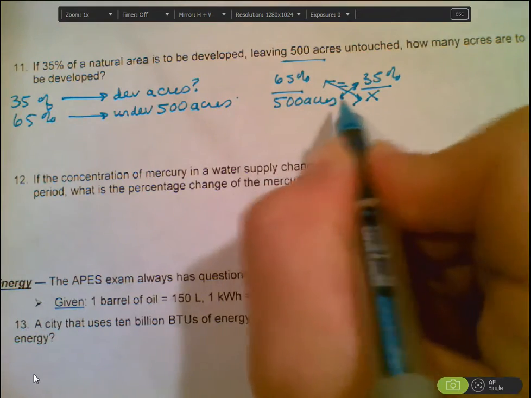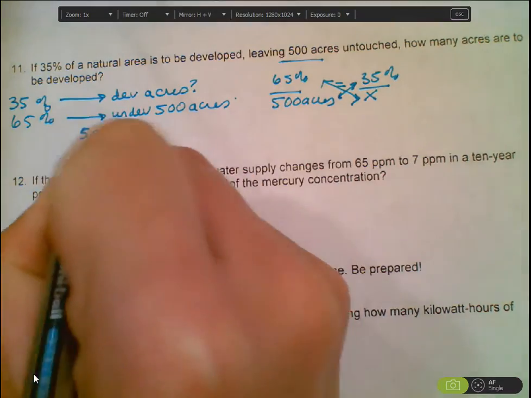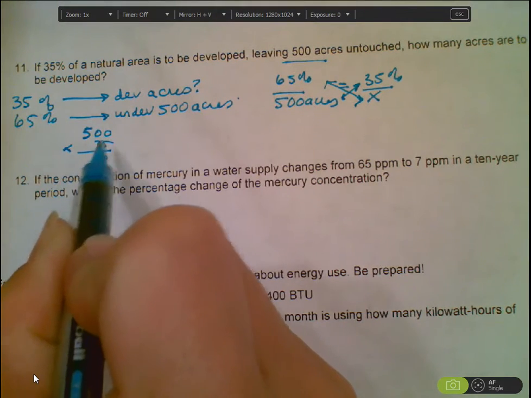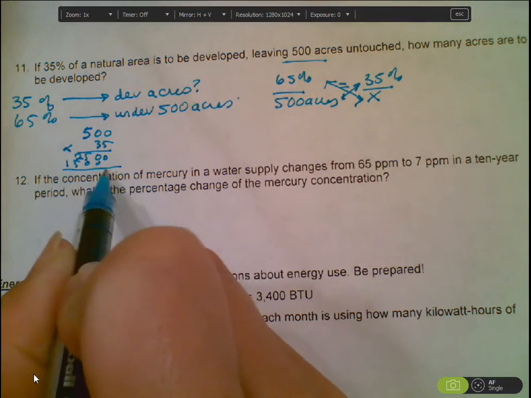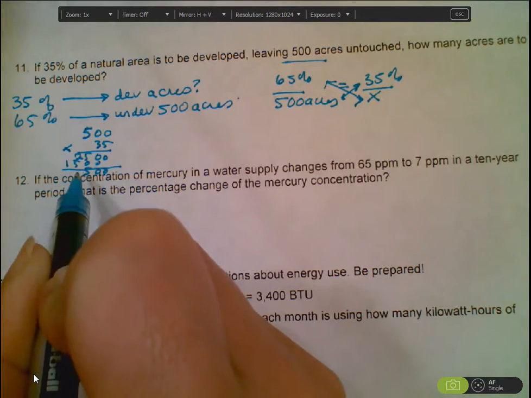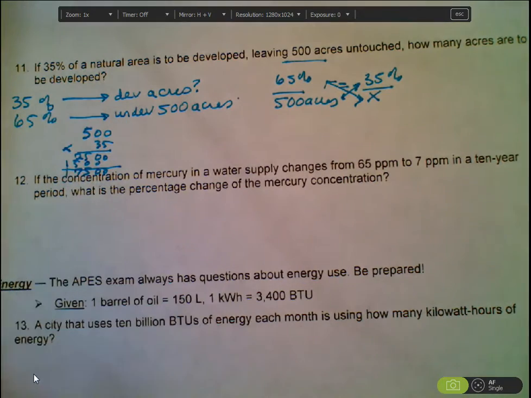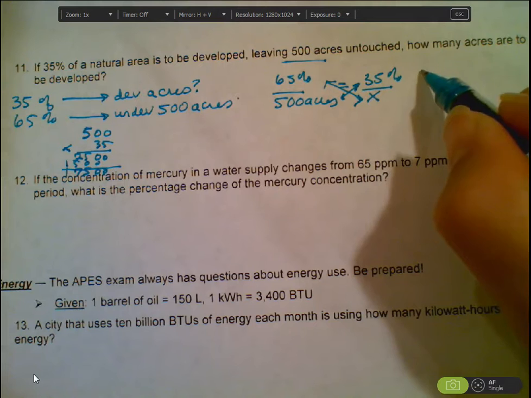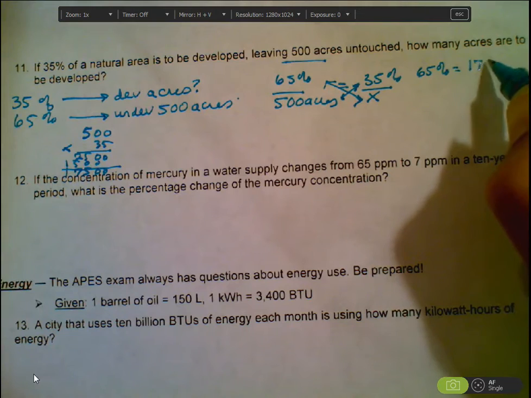So first I'm going to do my long multiplication though. 500 times 35, 0, 0, 5 times 5 is 25, 0, 0, 3 times 5 is 15. That gives me 0, 0, 5. Let me read that for a second. So I should have 17,500. Okay, so now I'm going to kind of bring it over here then. So basically I'm saying that 65% times 500 is equal to 17,500.